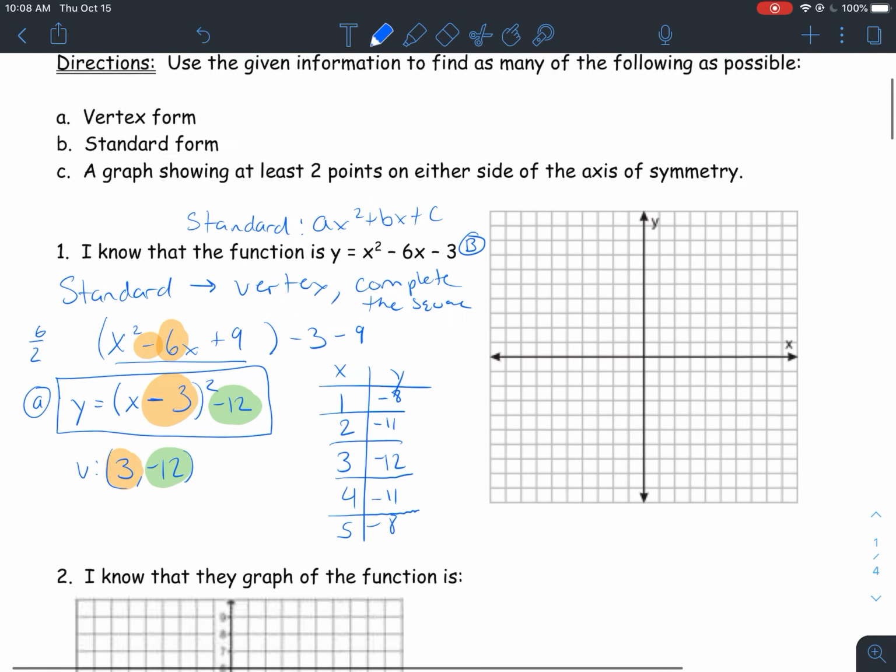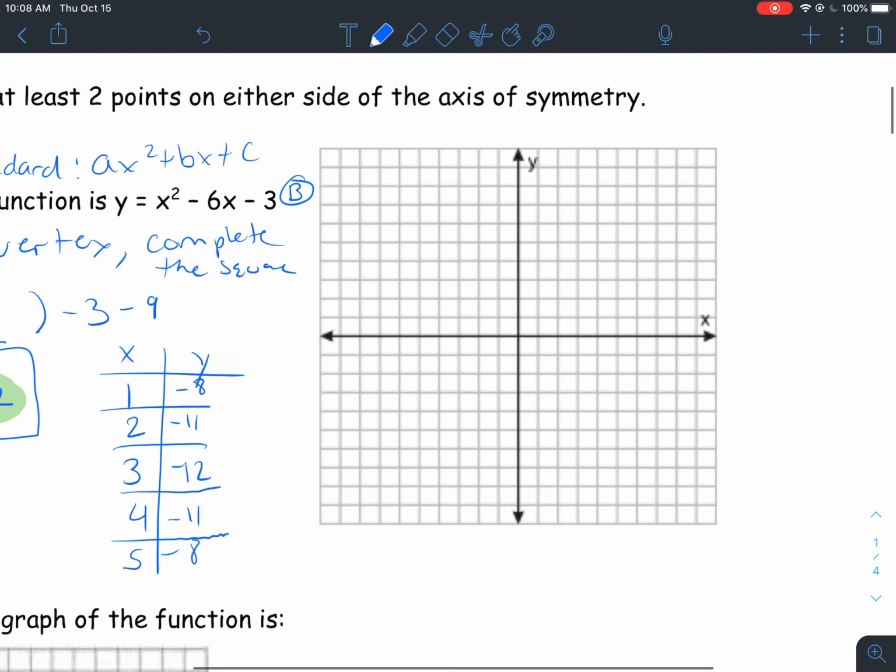So now we've got our points, so we just need a graph. Let's plot our vertex, which is going to be 3, negative 12: 1, 2, 3, and then down here a little bit, so it goes off the chart. And then we've got 2, negative 11, which is still a little bit off the chart, but up a little bit more. And then 4, negative 11. And then we've got 5, negative 8, so 1, 2, 3, 4, 5, 6, 7, 8. And then we've got 1, negative 8. So those are our vertex and 2 points on either side. So we can plot that and we get our graph.